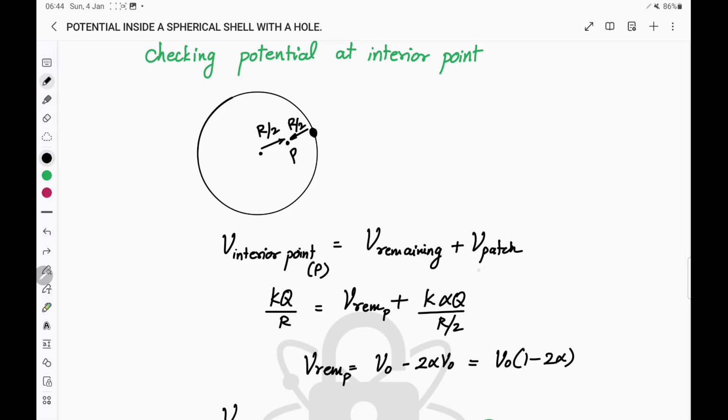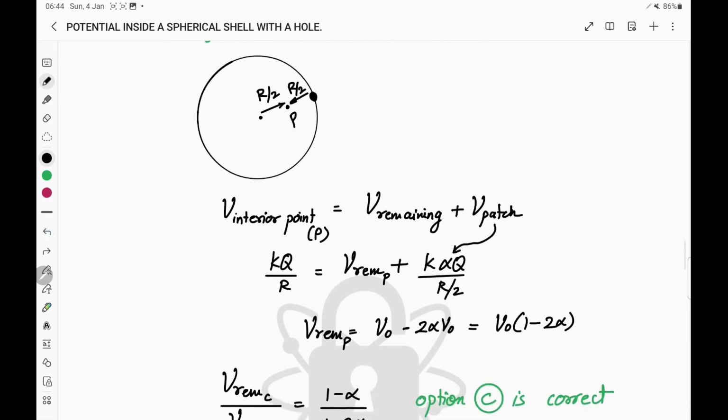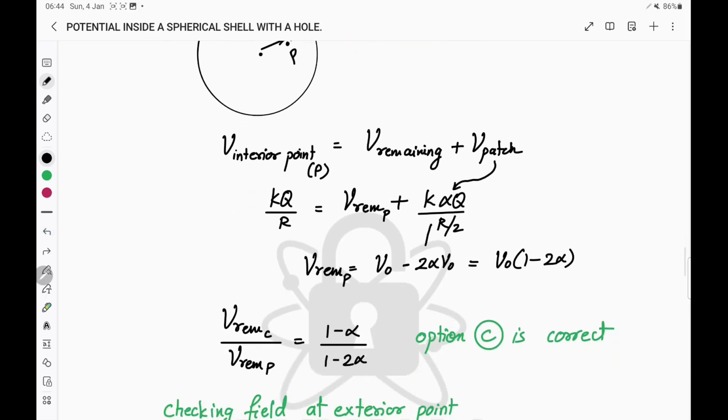Other than that, potential of the patch I have calculated by assuming a point charge of alpha q. So k into alpha q divided by distance of that point from the point charge, which is r by 2. This will tell you that the potential due to the patch is going to be 2 alpha V naught, and we can send that to the LHS. So the remaining portion's potential at point P will be equal to V naught minus 2 alpha V naught, which will be V naught into 1 minus 2 alpha.